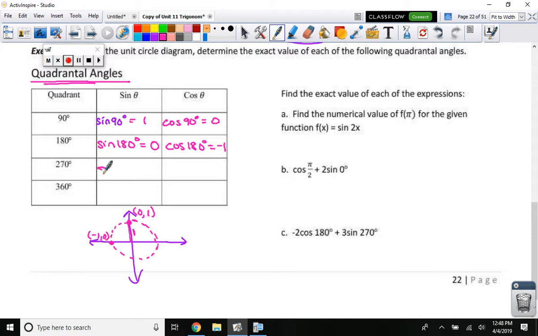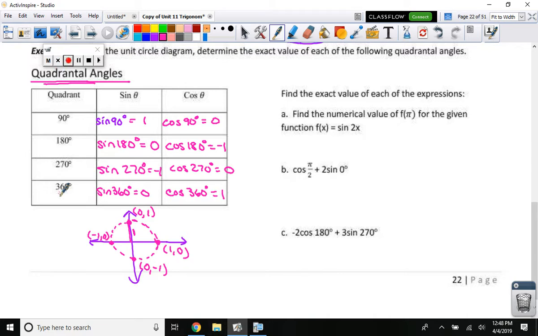Same idea for 270, the sine of 270, so that's down here, coordinates would be 0, -1, sine is y. So that would be -1, the cosine of 270 would be 0. 360 gets me all the way back to the beginning, which was 1, 0. So the sine of 360, the y value is 0, and the cosine of 360, the x value is 1.